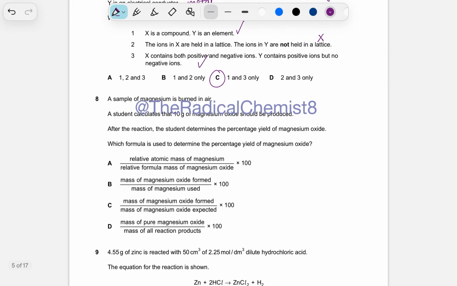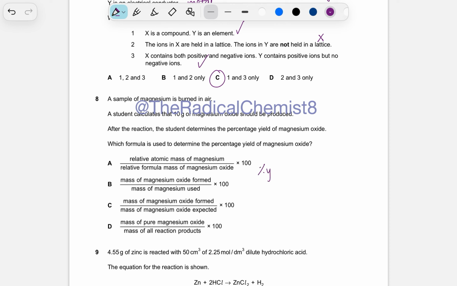Next, a sample of magnesium is burned in air. A student calculates that 10 grams of magnesium oxide should be produced. After the reaction, the student determines the percentage yield of magnesium oxide. Which formula is used to determine the percentage yield of magnesium oxide?